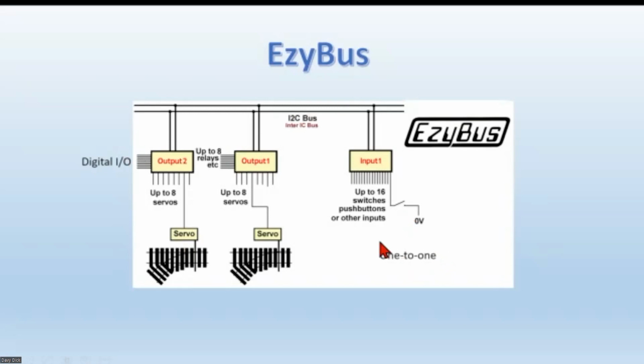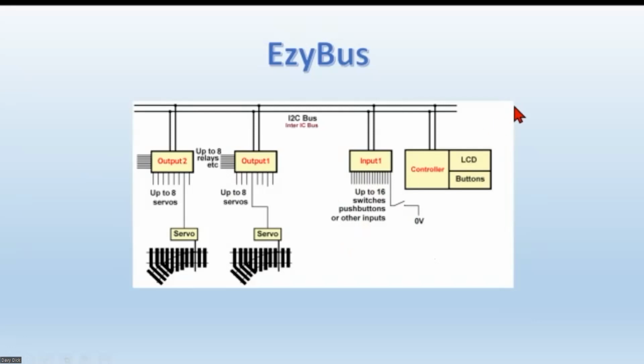It's also a 1-to-1 system. Pin 5 will change output 5 and so on. Needs a controller. But in this case, the controller has got a screen and buttons, which lets you see what's happening and also makes it easier to set up when you're operating servos in particular.